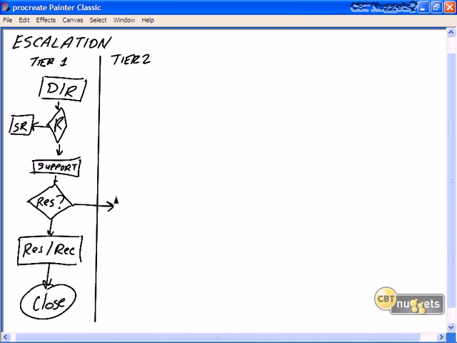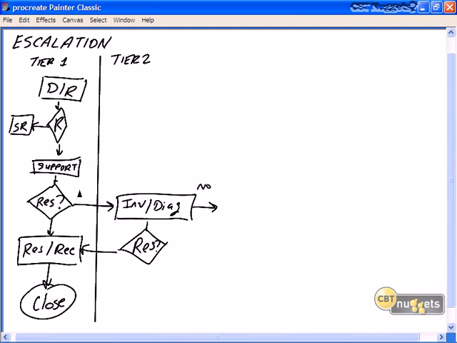So once we go to this Tier 2, it's the Tier 2 personnel that are involved in investigating and diagnosing the problem or the incident. Now, if this is resolved, we'll just put RES, then we go back over here to that resolution and recovery process and closure. If it's not, we'll just put no, then we're going to go to our third line support.